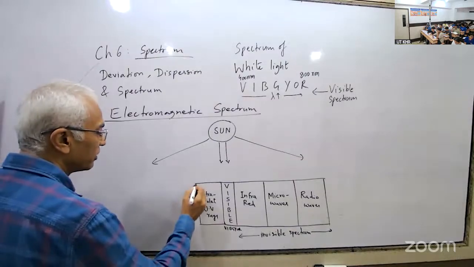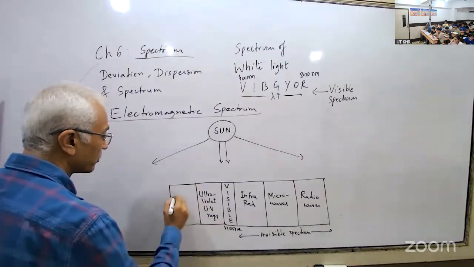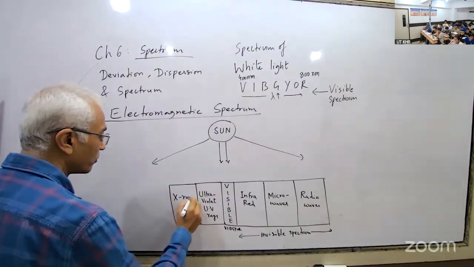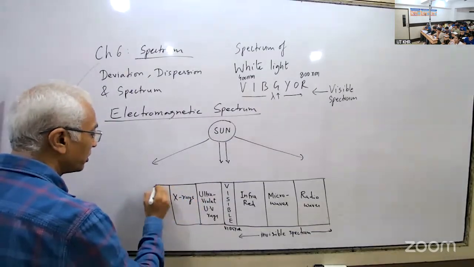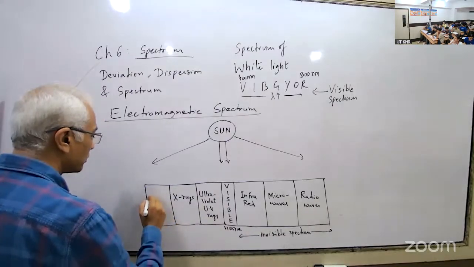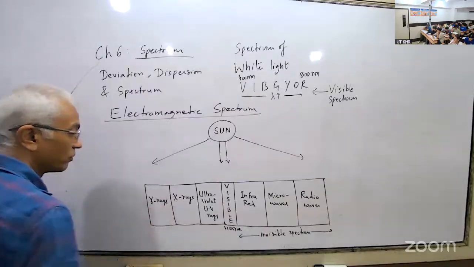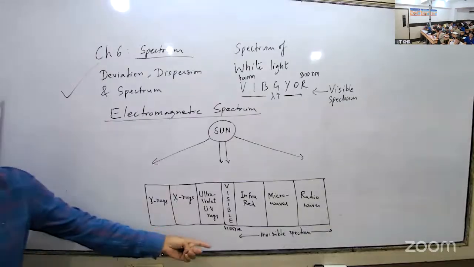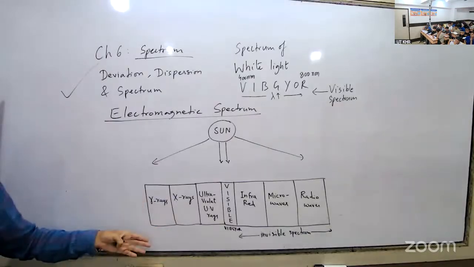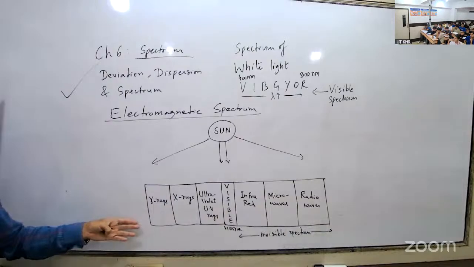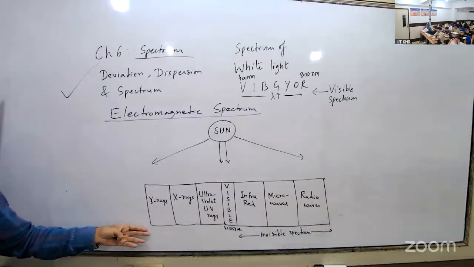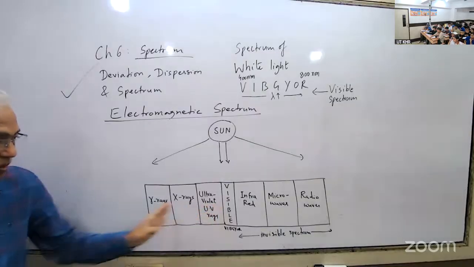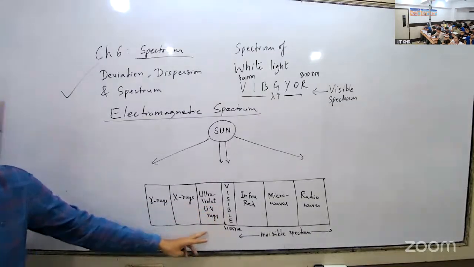To its left, you have X-rays. To its left, you have gamma rays. So as you go towards the left, the wavelength is reducing and the frequency is increasing. Higher the frequency, higher the energy carried by the radiation. So which ray has maximum energy? Gamma rays, right? All the radiations to the left of the visible spectrum carry much higher energy.